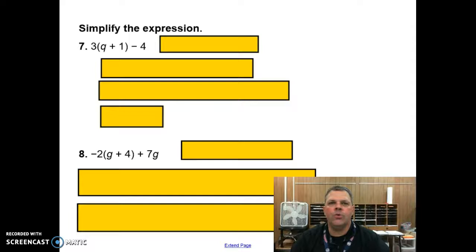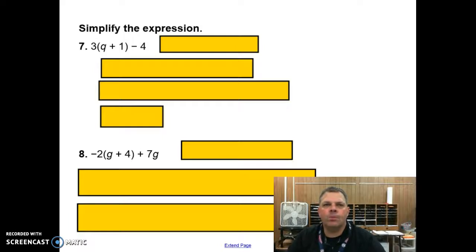Now I would like you to try to simplify these two expressions. Please pause the video for about 5 minutes to give the students an opportunity to solve these problems. When you are ready, please restart the video and I will explain the answers. I hope you are ready to go.